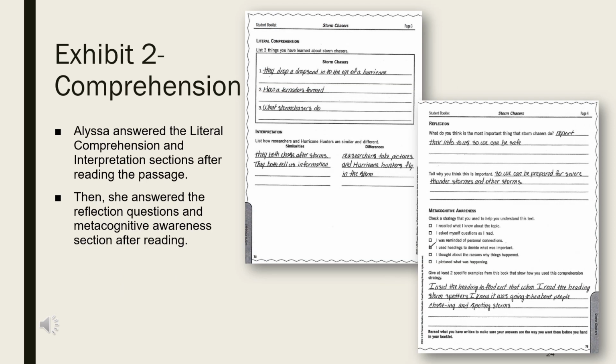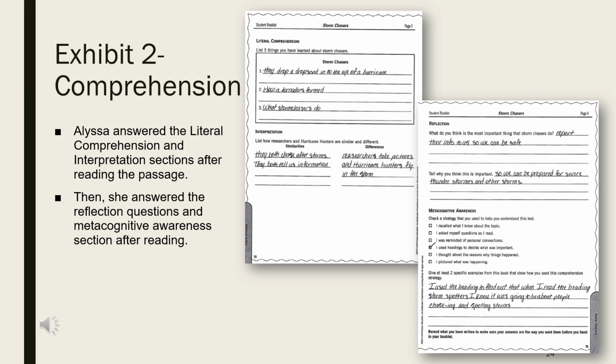On this slide, you will see a continuation of the comprehension assessment. So Alyssa answered the literal comprehension and interpretation sections after reading the passage. She did a lot of this on her own. The teacher guided her through it, but she was able to read the questions and answer them. Then she answered the reflection questions and the metacognitive awareness section after reading. So you can see that the DRA is hitting different pieces and levels of comprehension.